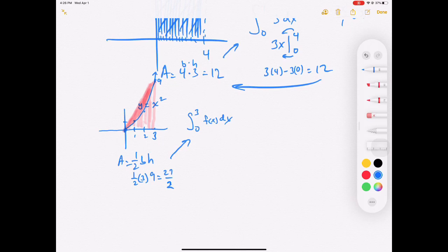Now, we could have done a Riemann sum. We could have done a LRAM, a left-hand approximation. We could have drawn rectangles using the leftmost value. Now, if I did that, do you think that would be over or under?